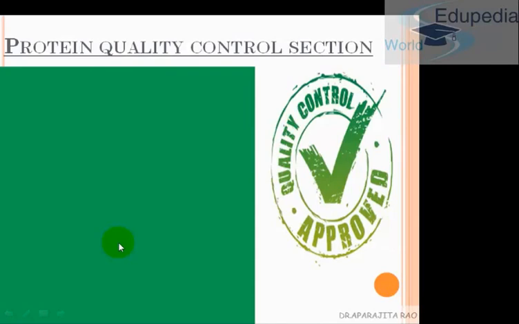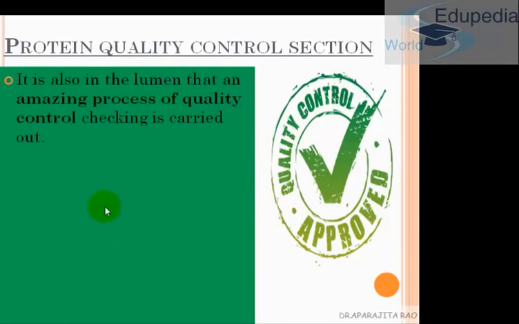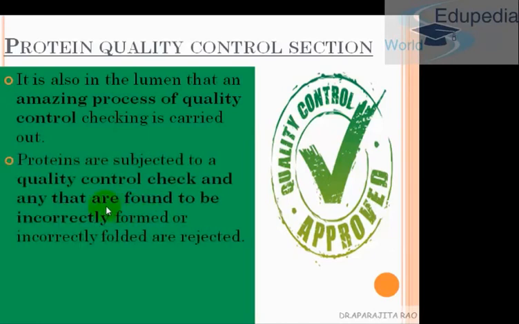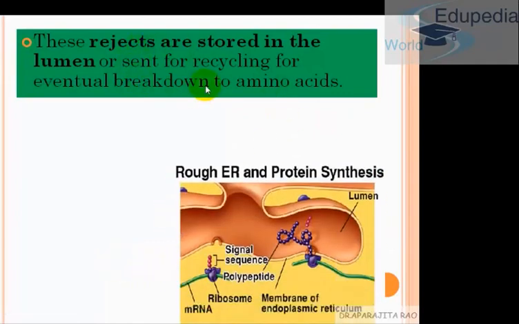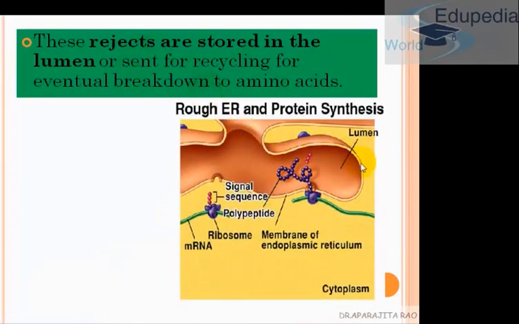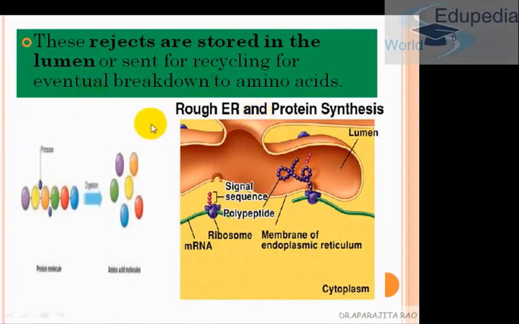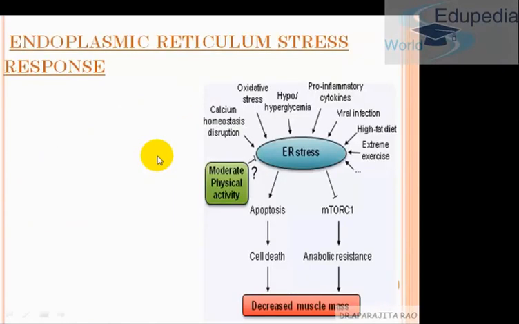Because of this quality control and folding quality of the endoplasmic reticulum, a lot of diseases take place. So it has an amazing process of quality control. Proteins are subjected to a quality control check, and any that are found to be incorrectly formed or incorrectly folded are rejected. Where are these rejects stored? They are stored in the lumen of the rough endoplasmic reticulum, and the rejects are further broken down into amino acids so that the amino acids can be reused.